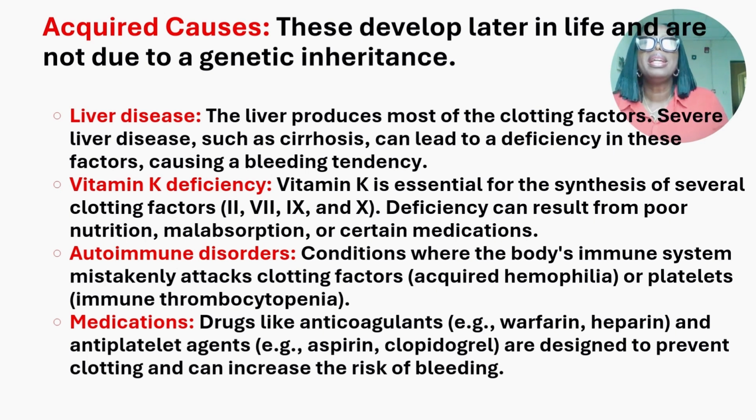But for some reason, the individual in the course of his life starts having this type of disorder. This type of bleeding disorder develops later in life, not due to genetics or inheritance. We have liver disease. We all know that the liver produces most of the clotting factors. Therefore, diseases such as cirrhosis can lead to deficiency in all the clotting factors produced by the liver, and as such, the individual will have issues with bleeding.